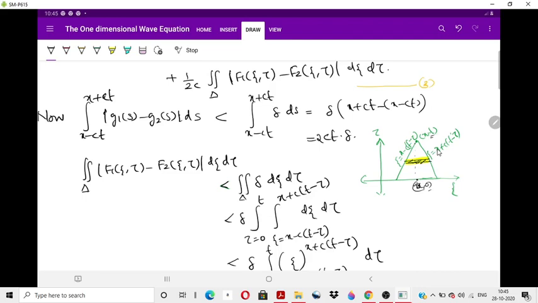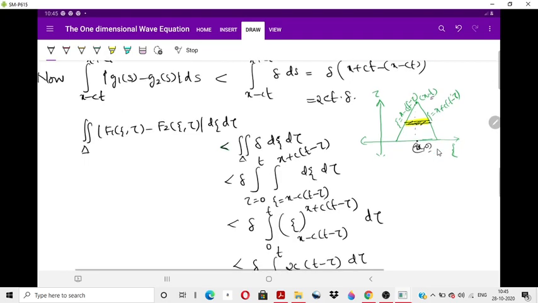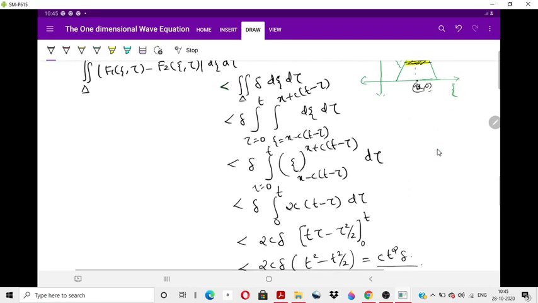Okay, so this is delta into the integral of tau from 0 to t and the integral of theta from x minus c into t minus tau to x plus c into t minus tau d theta d tau, which is again less than delta into the integral of d theta, which will be theta, and tau varies from 0 to t. Theta from the limits x minus c into t minus tau to x plus c into t minus tau d tau. Now substituting the limits, x and x will get cancelled. It will be 2c into t minus tau d tau.